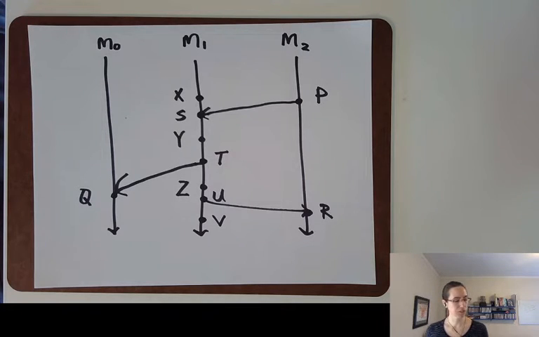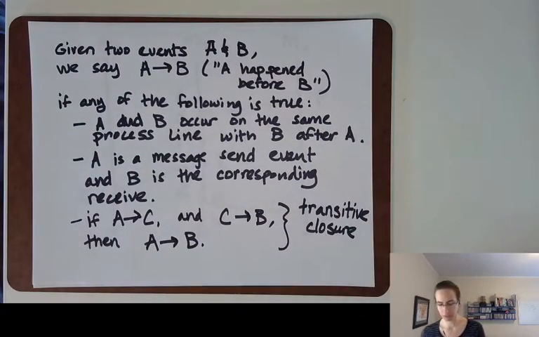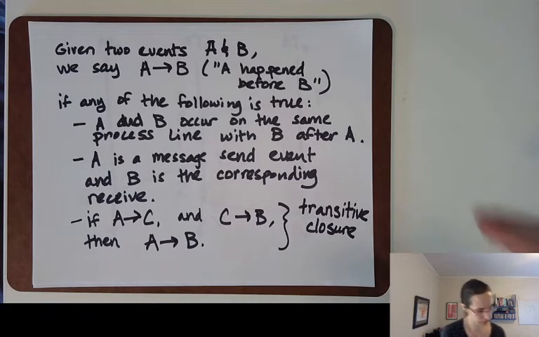Now, importantly, it doesn't give us a way to relate all events in the system to each other. There are some events in here where we can't use those three rules that I just wrote down to give those events an order. But we'll talk more about that later. So this is the definition of the happens before relation.